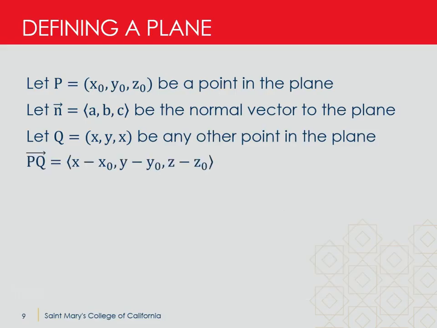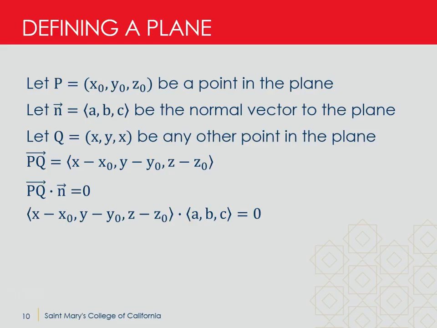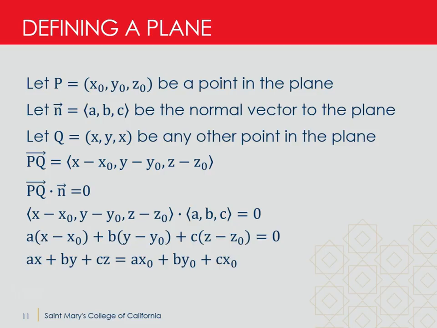And if we do that, then PQ is given by x minus x0, y minus y0, z minus z0. But x, y, z are now any of the points in the plane, whereas x0, y0, z0 are fixed. And so now we take the dot product between PQ and n and set that equal to 0. It's the dot product of these two vectors, which is pretty straightforward to calculate. We just multiply each element piecewise and add them together. So we get A times x minus x0, B times y minus y0, C times z minus z0. And all that has to equal 0.